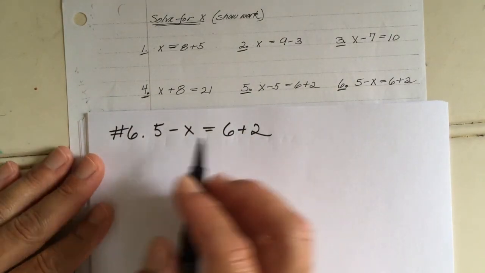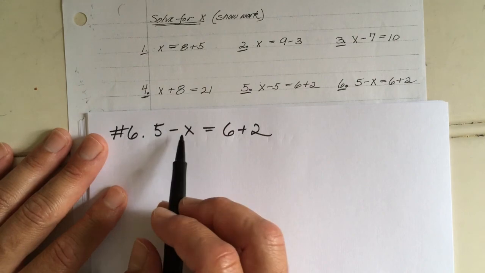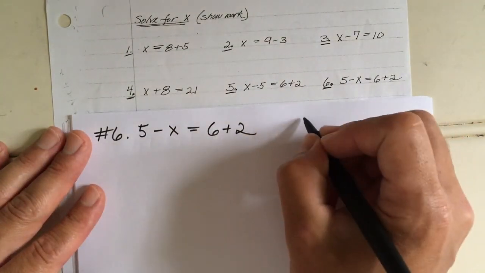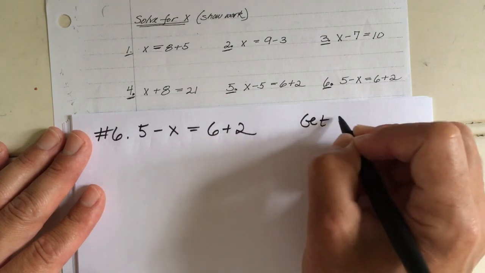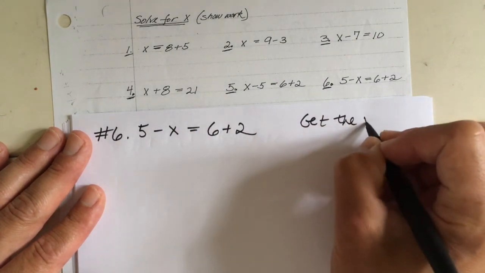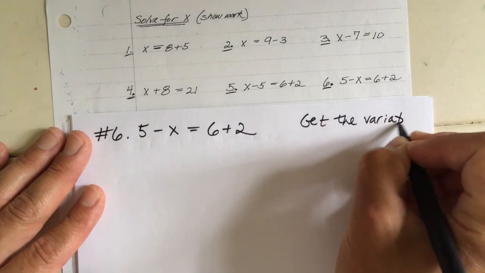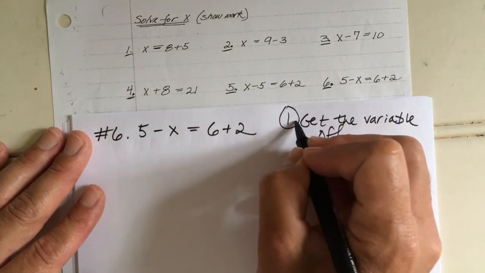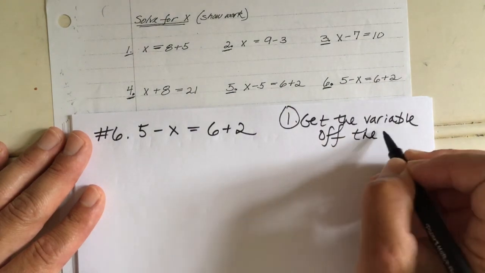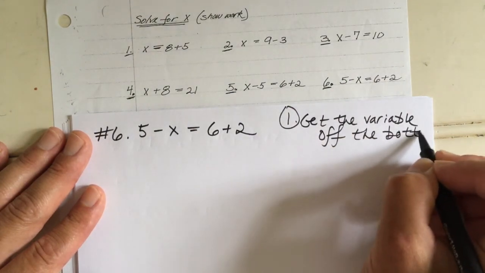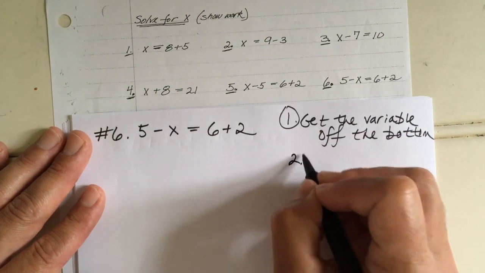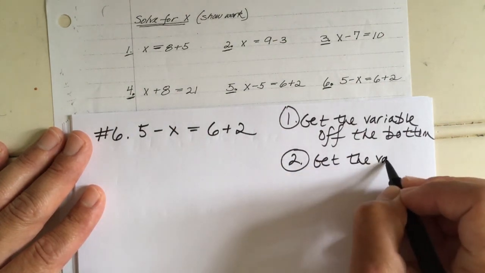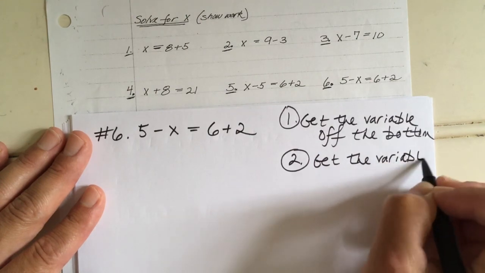All right, so in this case, we want to get our variable. I guess if we have rules here for the notes, that would be get the variable off the bottom. And what I mean by off the bottom is out of the denominator, if it's in a fraction. And then the second rule would be get the variable alone. Sometimes the variable is x, sometimes it's not.